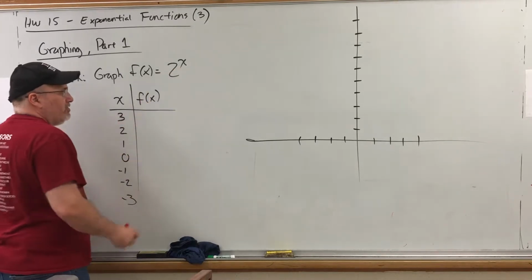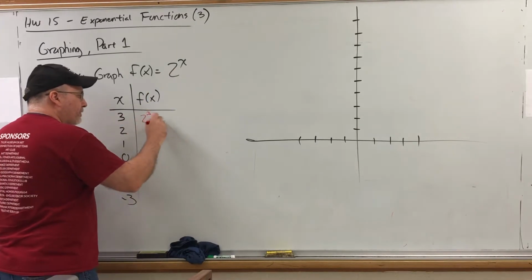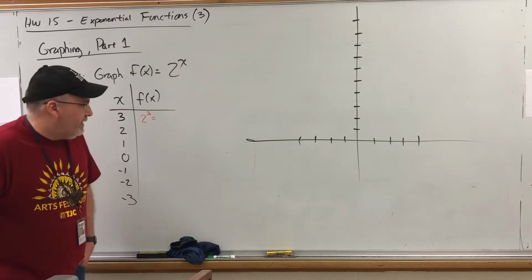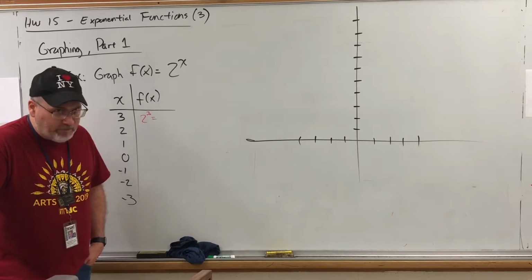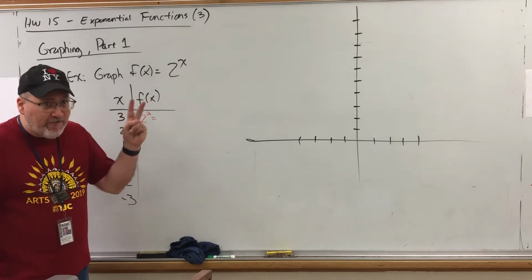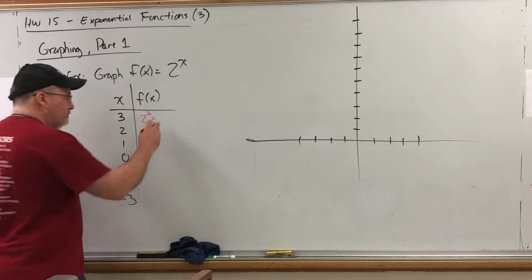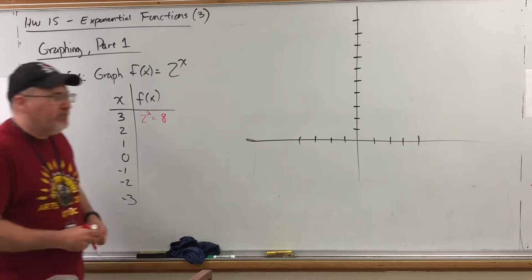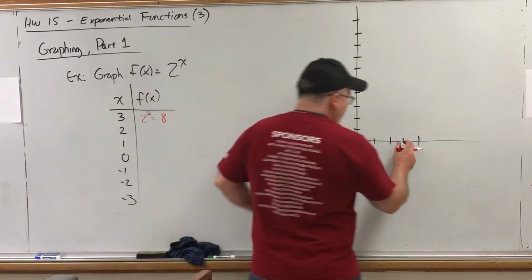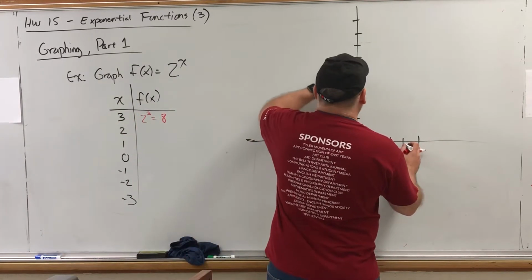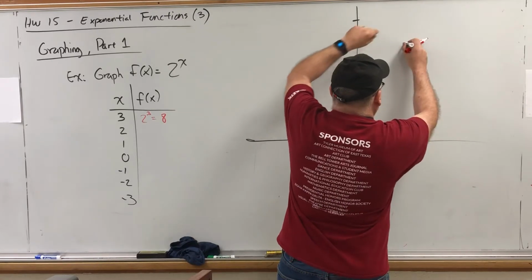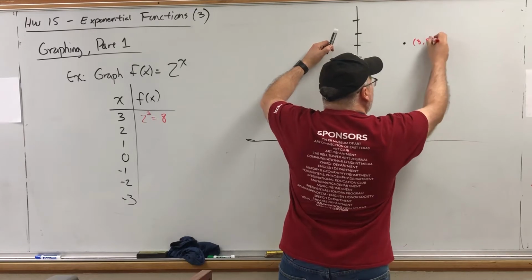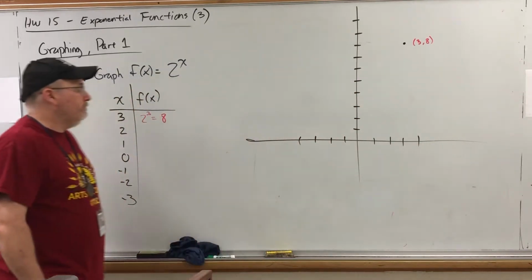If we substitute 3 into the function, we get 2 to the 3rd power, which is not 6. It's 2 times 2 times 2. 2 times 2 is 4, times another 2 is 8. As we start calculating the outputs, let's go ahead and start plotting some points. Over 3, up 8 is about here. So here's 3, 8. Not much to go on.